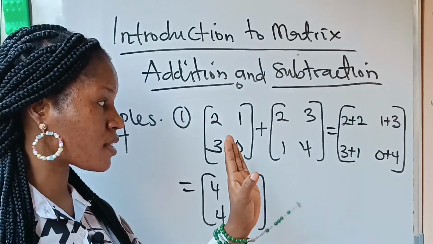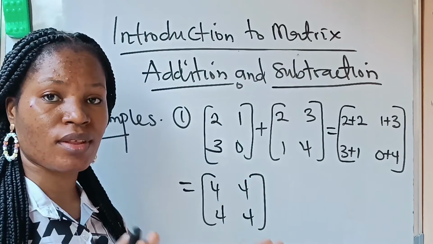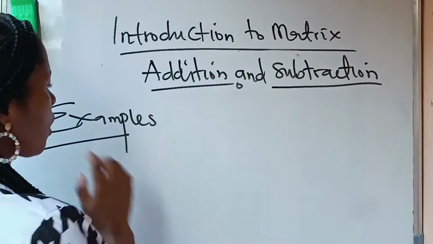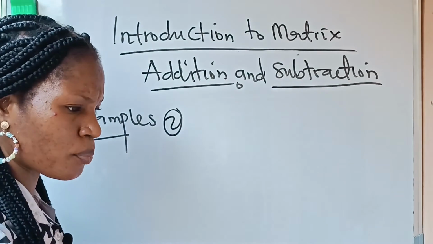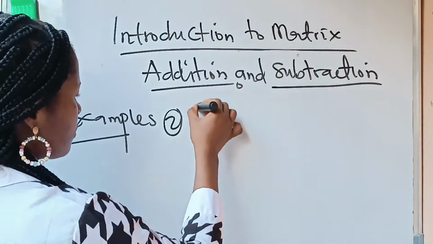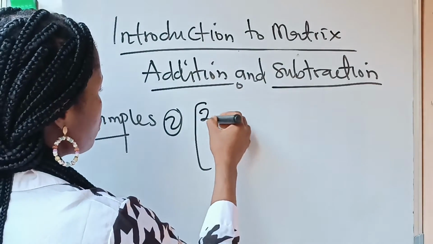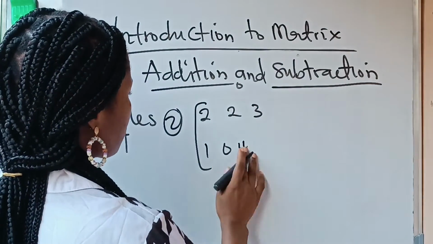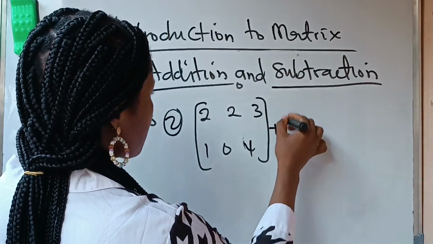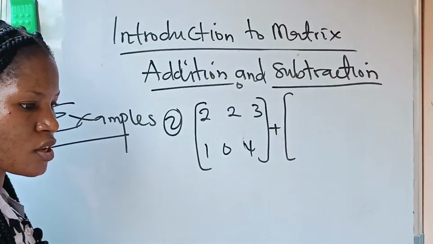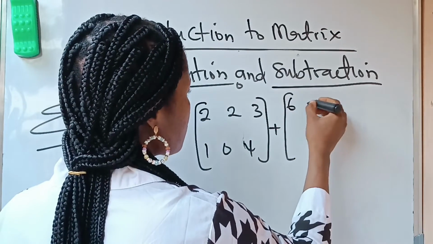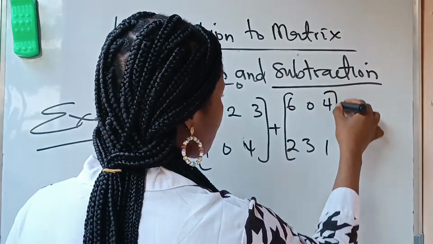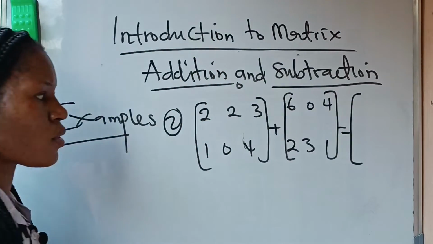If you did not understand this, let me give you another example and explain it. Now let's solve another one. The second example, we are asked to add the matrix 2, 2, 3, 1, 0, 4 to the matrix 6, 0, 4, 2, 3, 1. Okay, this will give us what?